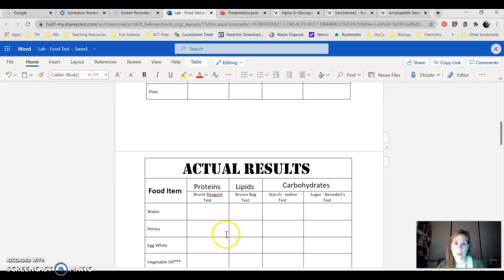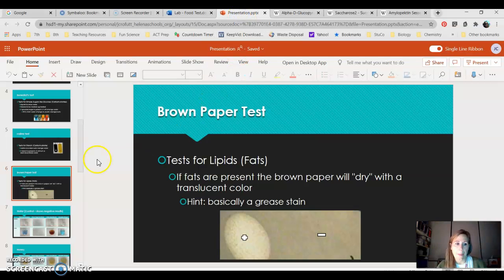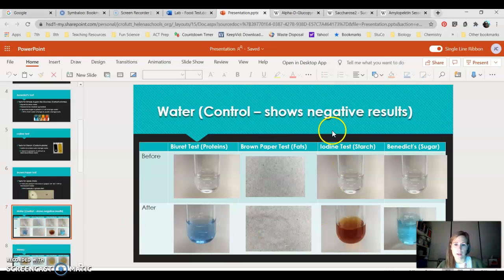So let's go ahead and talk about water really quick. Once we do our actual results and we're done with our predictions, we can look at our first sample. So our first slide after our tests is the water. Water is what we call a control. A control is something that we can use to compare all the other items to. So for instance, if we're doing egg whites, I can compare my sample of egg whites and say, what do my results here look like compared to the water? Water, we know, has nothing in it, so it's going to show us what a negative test looks like.